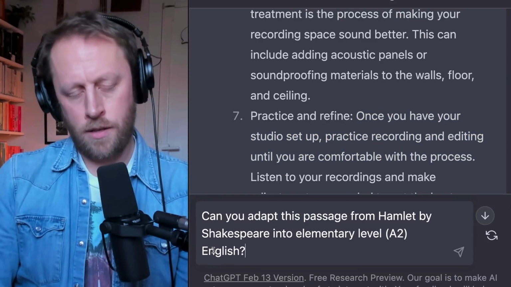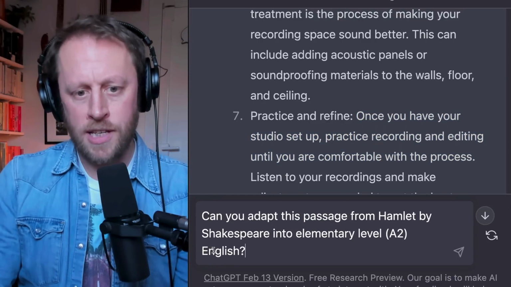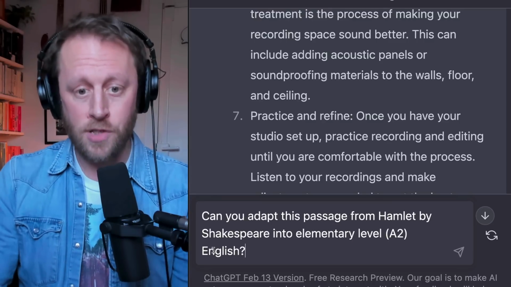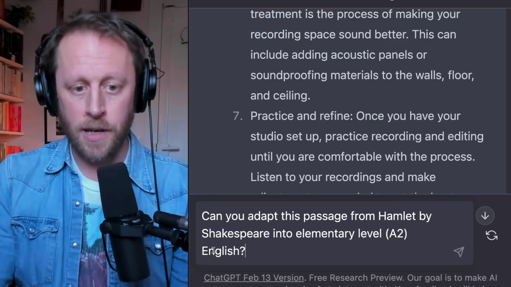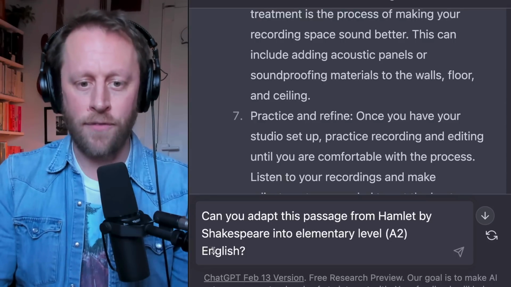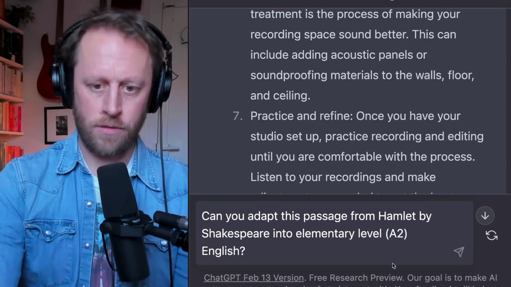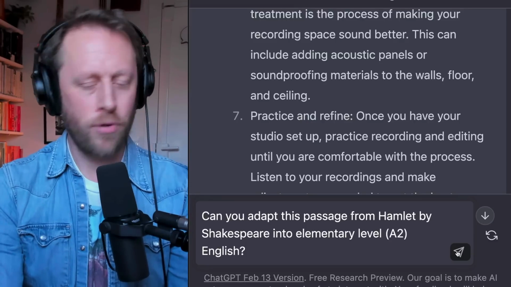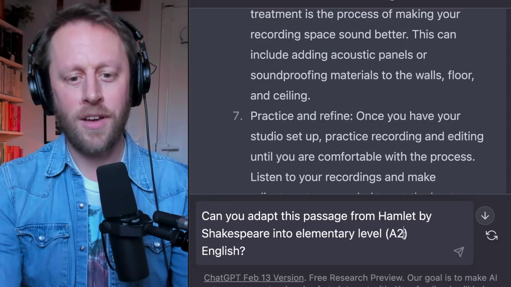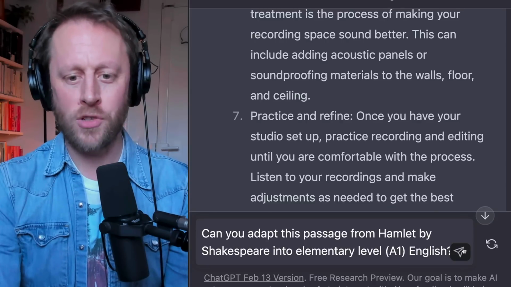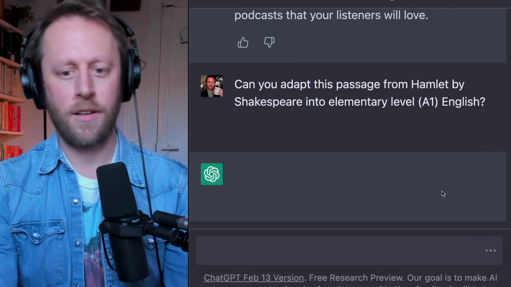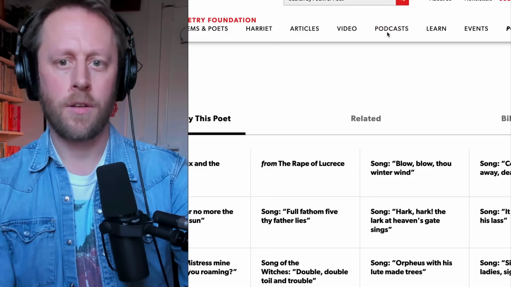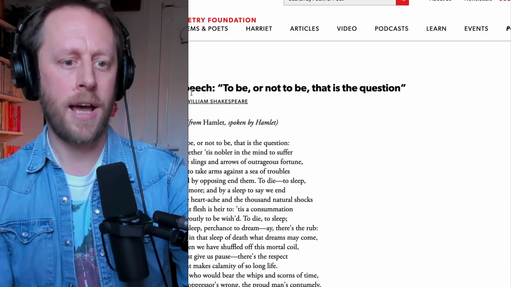Shakespeare. So the prompt is this. Can you adapt this passage from Hamlet by Shakespeare into elementary level A2 English? A2 is technically pre-intermediate. Let's go for A1 then. Proper elementary English. So I'm going to give it a passage from Hamlet.